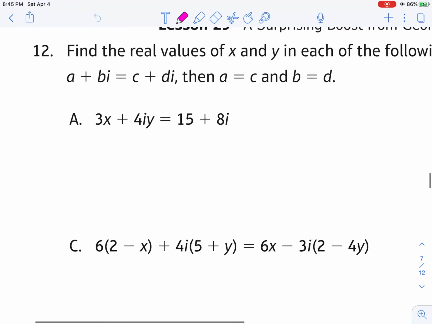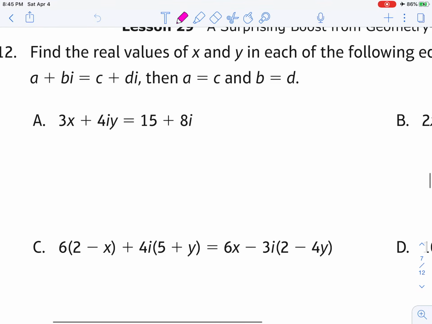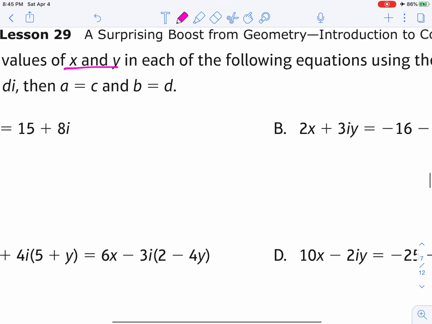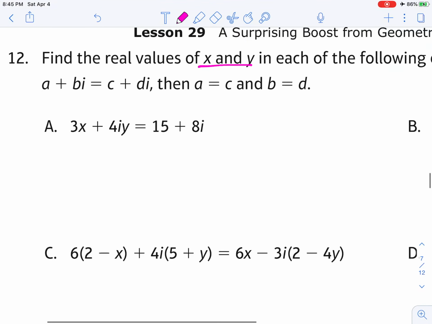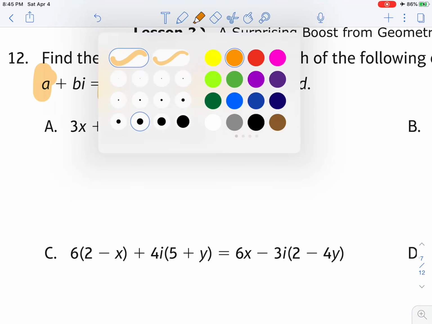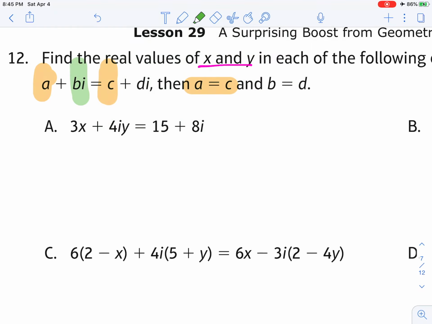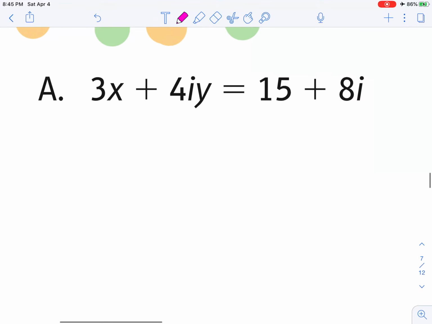This next one, it says find the real values for X and Y in each of the following, and this looks weird, I know. Look at this, guys. It says this equals this. Isn't that what it says right there? And then it says this equals this right there. So you're just setting things equal to each other and solving.